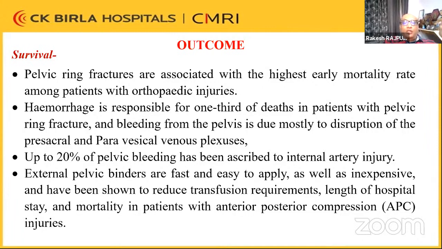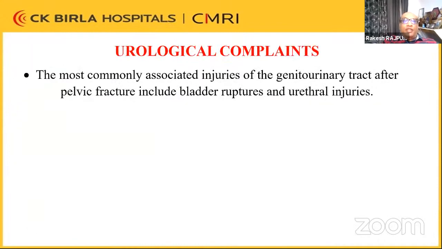And we know that you can have bleeding from either arteries or veins. 20% of this bleeding will come from arteries, and about 80% of this will come from the venous plexus, which are around the sacrum. And hence, if you want to save these patients and improve the outcome, one major aim in adapting our treatment should be to control this bleeding. And that way your outcome will get better.